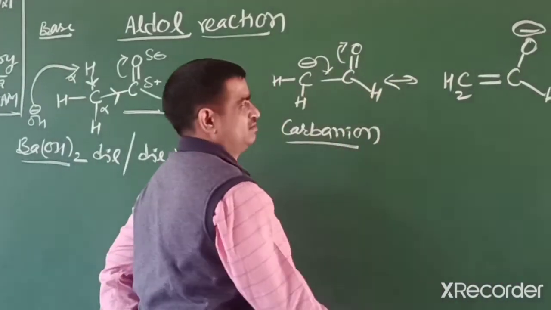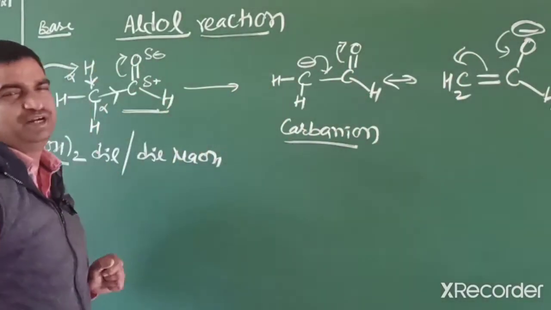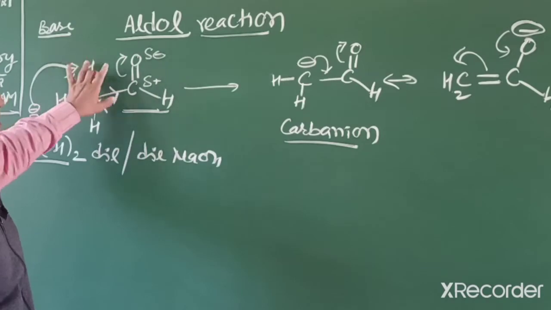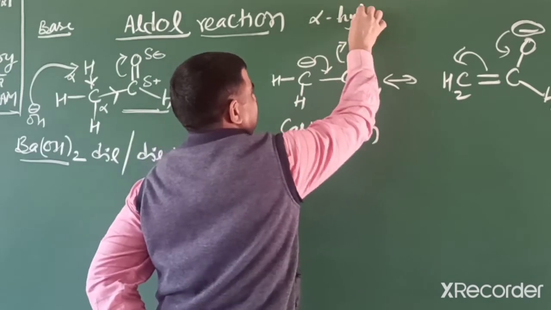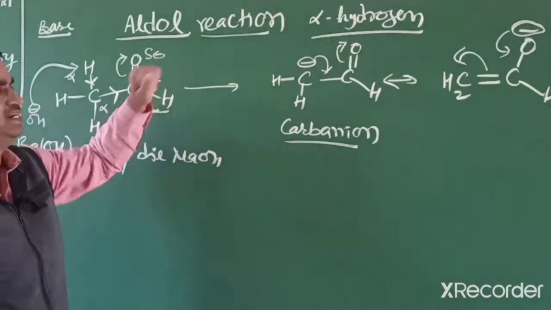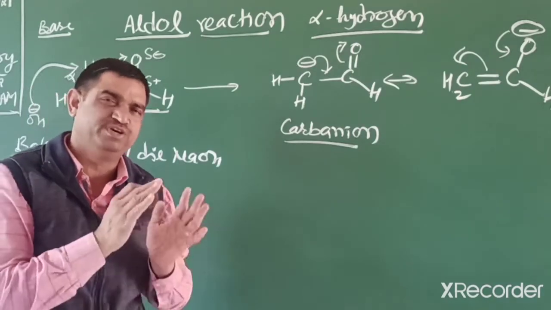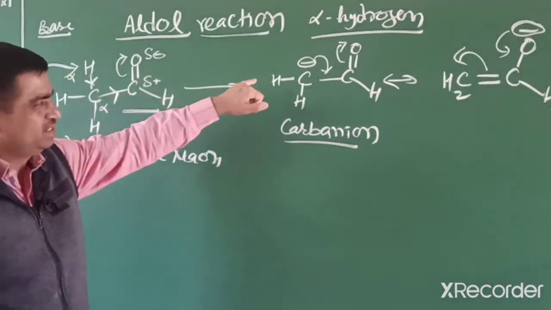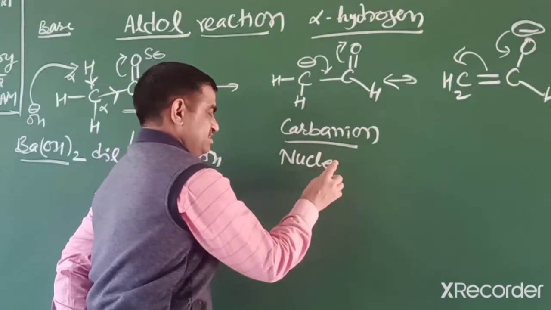Further it moves. So this one is an example of an aldehyde, meaning a carbonyl compound, either aldehyde or ketone, having at least one alpha hydrogen. The condition for the aldol reaction is that an alpha hydrogen must be present on that carbonyl compound, and it is acidic in nature. So in the presence of a weak base, generally barium hydroxide or very dilute sodium hydroxide, the proton is abstracted. So that carbon gets a negative charge and acts as a nucleophile.